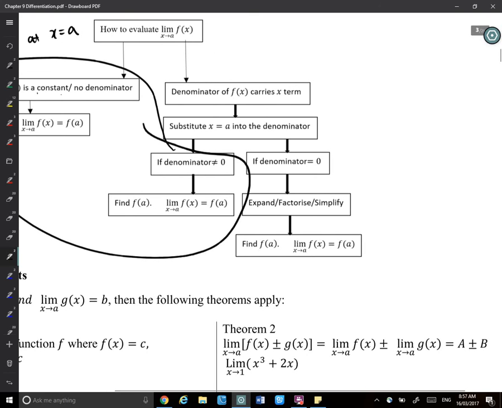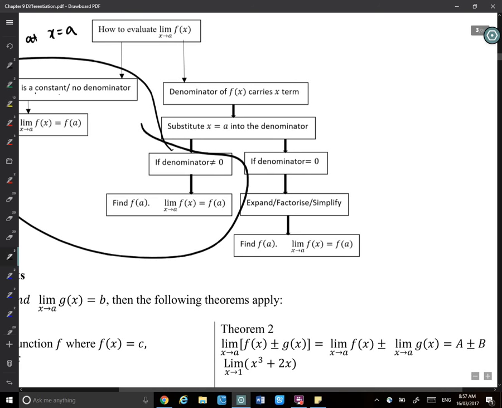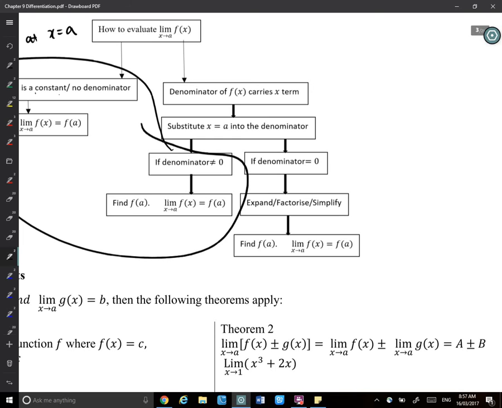The problem occurs when the denominator equals 0 when you substitute a. You can think about that: if you substitute x equals a and you get a 0 denominator, you can't calculate, right? You can't calculate something over 0. So you need to do something to make the denominator not become 0 first.